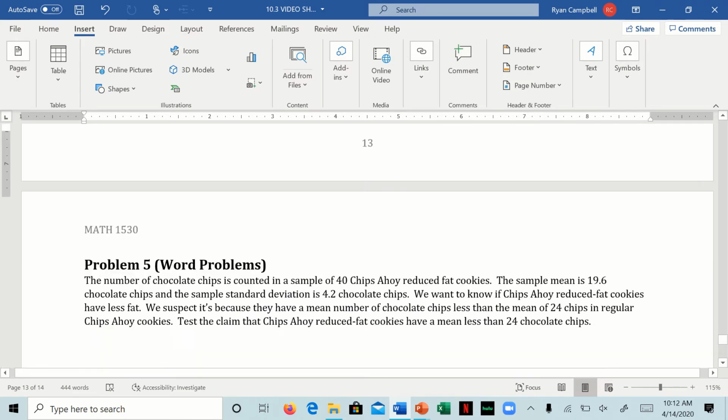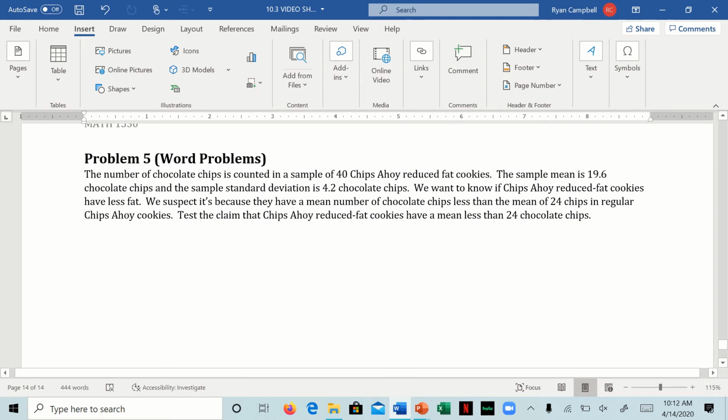All right, last problem. Number 5. The number of chocolate chips is counted in a sample of 40 Chips Ahoy reduced fat cookies. The sample mean is 19.6 chocolate chips with a sample standard deviation of 4.2 chocolate chips. We want to know if the Chips Ahoy reduced fat cookies have less fat. We suspect it's because they have a mean number of chocolate chips less than 24, which is in the regular. So maybe the reason why it's reduced fat is because they have less chocolate chips.